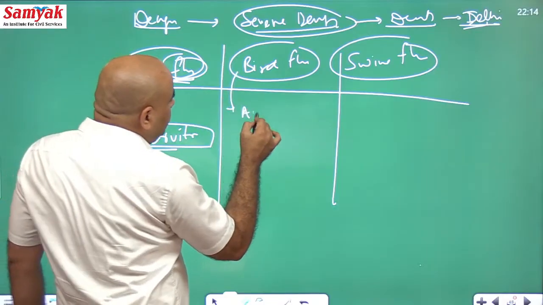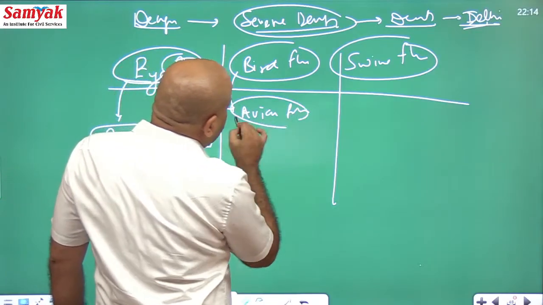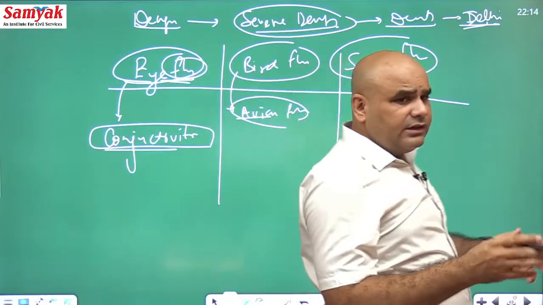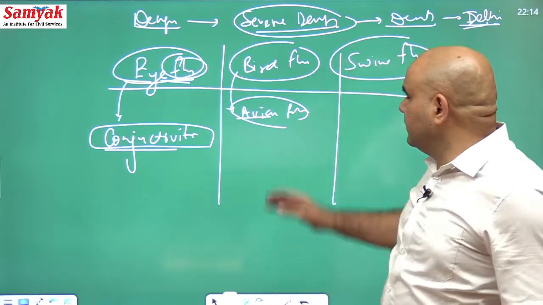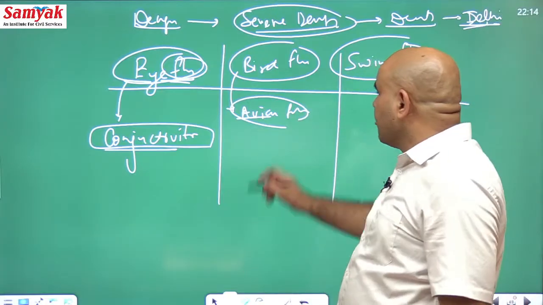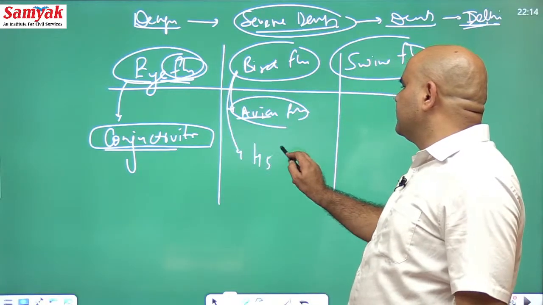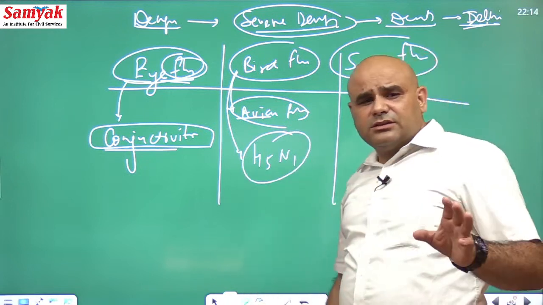Bird flu is also named as avian flu. Why is it named as avian flu? Because birds are categorized under, you can say, aves. Aves is the group of animals which is considered as birds. Now, the virus of bird flu is H5N1. There are many viruses. Got it?